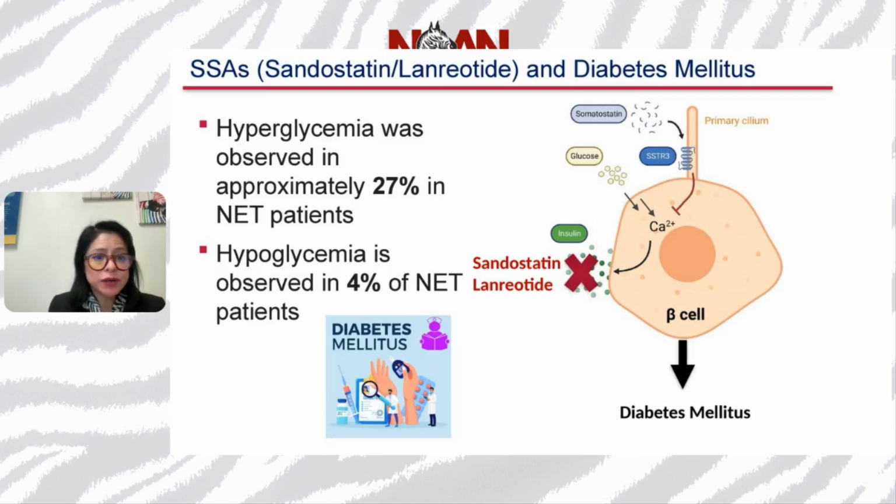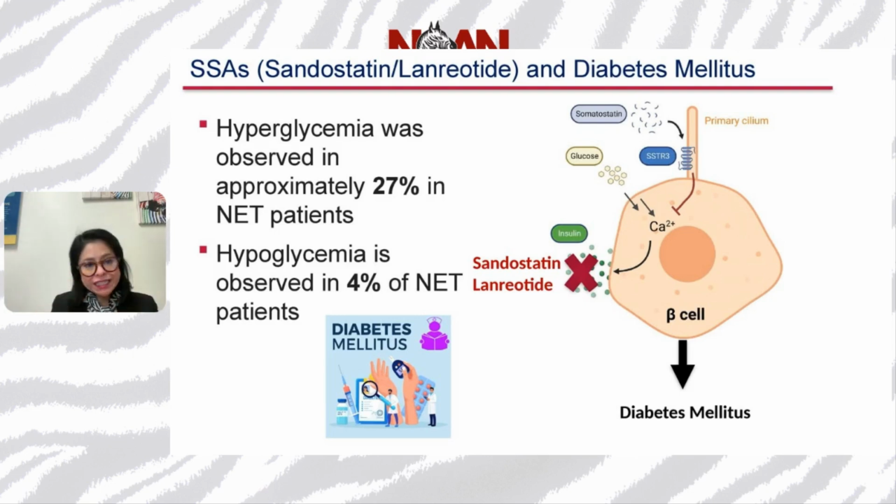So somatostatin agonists, such as Sandostatin or lanreotide, as we discussed earlier, can inhibit the secretion of insulin. In the pancreas, we have cells called beta cells, and these cells are responsible for the production of insulin. And these medications sometimes can inhibit that secretion of insulin. And if you don't have enough insulin, it's not enough to lower the glucose level.